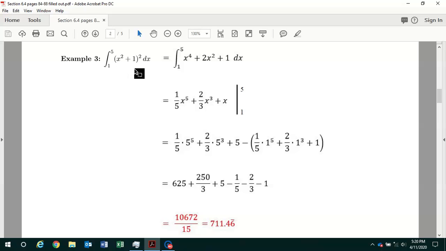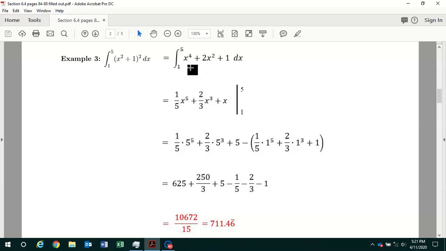Before we can evaluate this definite integral, we have to square x squared plus 1. And to do that, that's just x squared plus 1 times x squared plus 1. To carry out that multiplication, we just use the FOIL method. And so when we FOIL this, we end up with x to the fourth plus 2x squared plus 1. And now we can evaluate the definite integral.